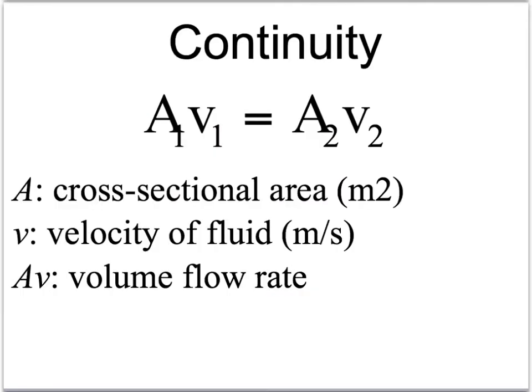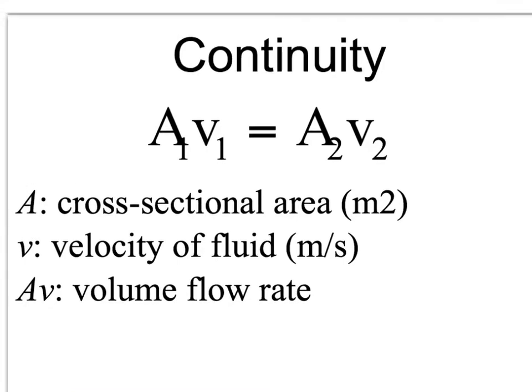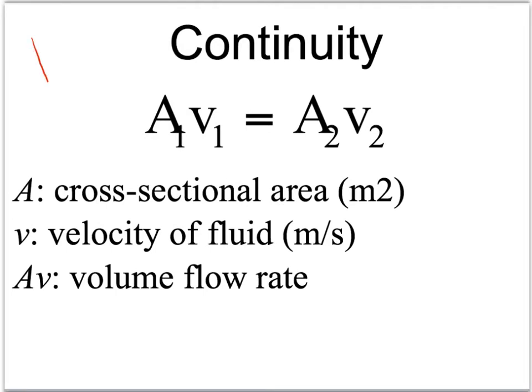Alright, continuity can be expressed mathematically as area 1 times velocity 1. Notice these are not volumes. Volume is usually a capital V, and velocity is usually a lowercase v. So that's the difference. Area 1 times velocity 1 equals area 2 times velocity 2.